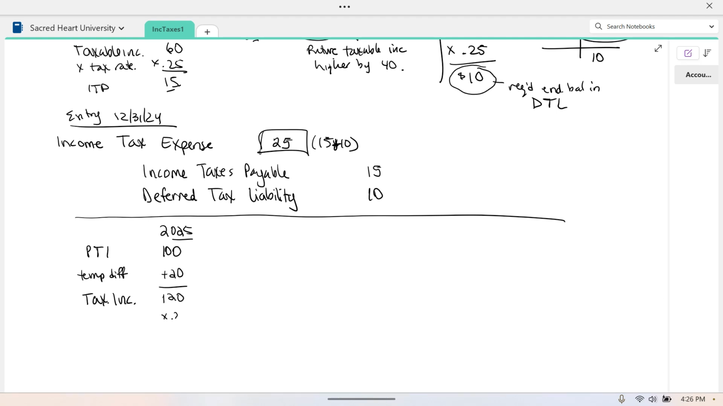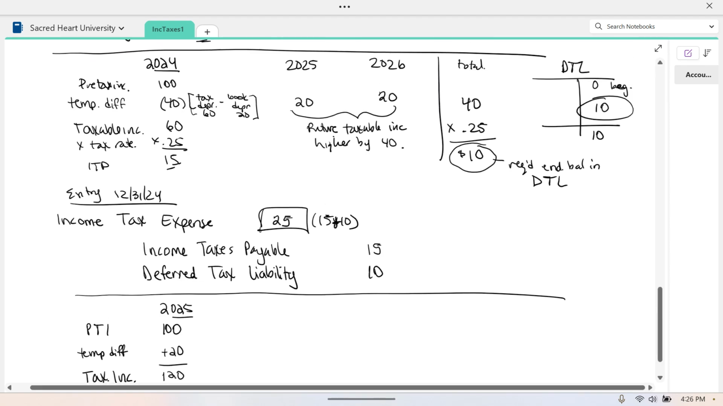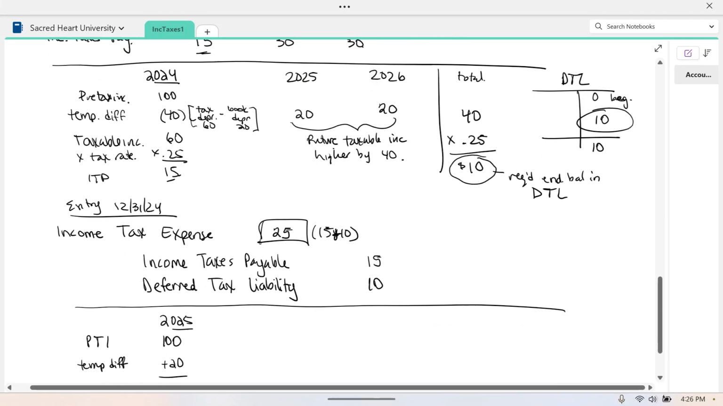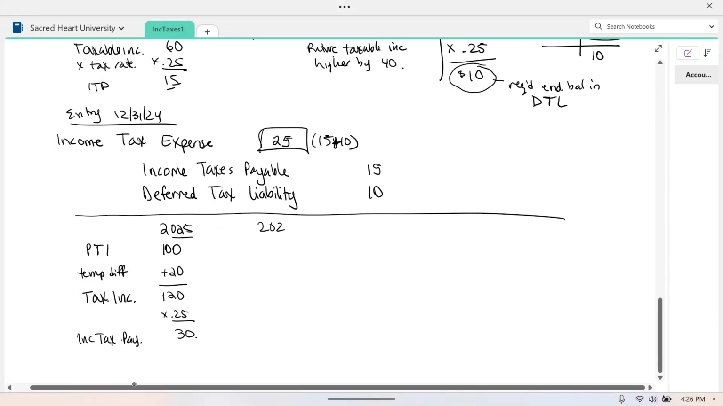Multiply this by the tax rate. This gives us our income taxes payable of 30. And let's think about the future now, just like we did before. It's 2025, so what do we know?